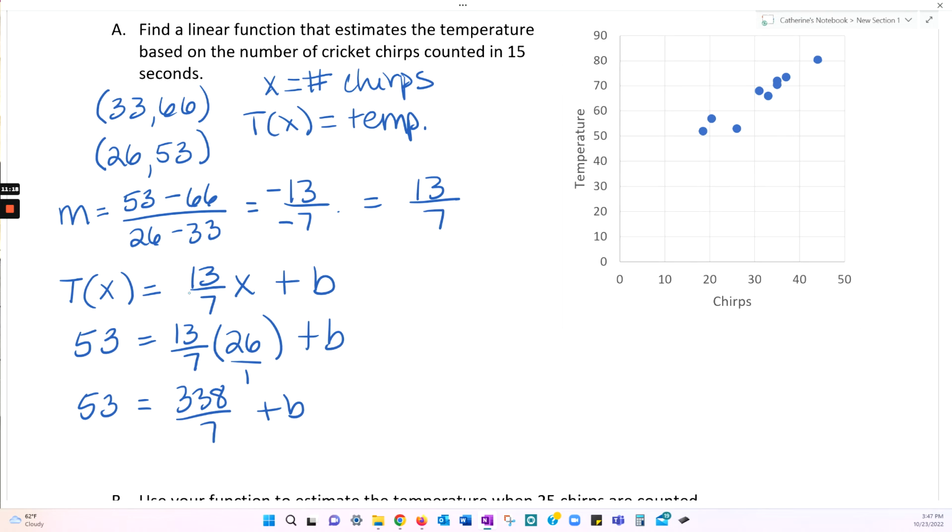So, you know what? It didn't say anything about decimals, so I guess I should stick to fractions. Okay, so I'm just going to put this in my calculator. 53 minus 338 divided by 7. All right, it's 4.71 and so on. But if I convert that, I'm getting 33 over 7. I guess that's not awful. Okay, so T of x equals 13 over 7 x plus 33 over 7.